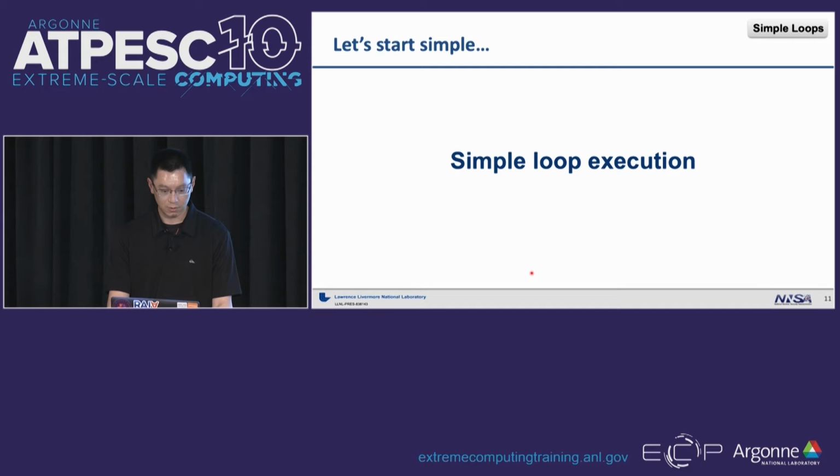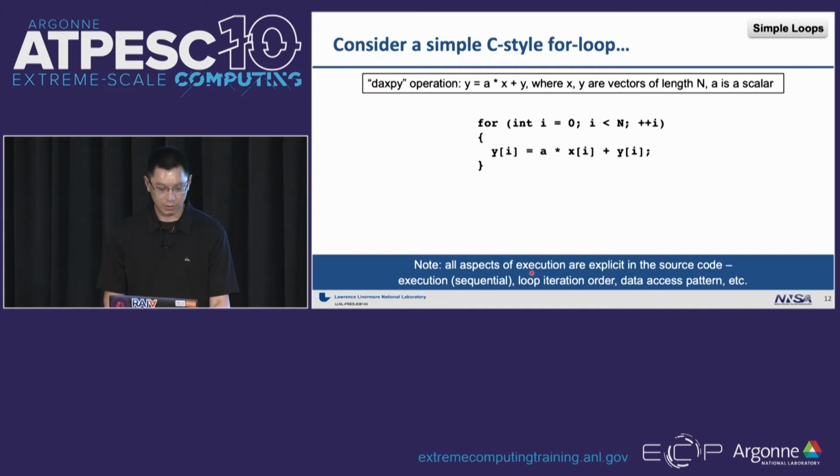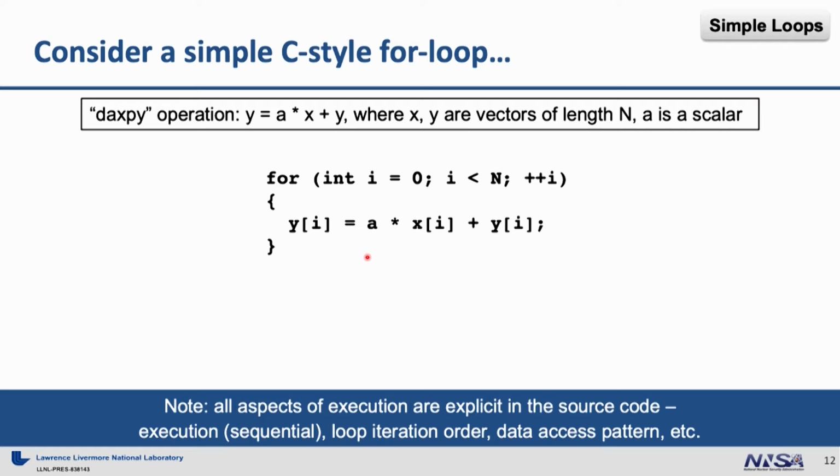So let's start with really simple loop execution. This kind of code might seem very familiar to you. It's just C code for the DAXPY operation, right? Double a x plus y, and we write a loop over this to do it for vectors.